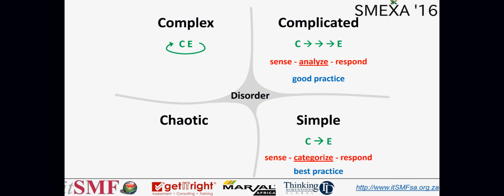Now, adding the third area here, and that's what we call the complex domain. As you can already see, I was one step ahead here. There is a certain relationship between cause and effect, but it's not that we can just sense it and go for it. We need to do some probing, and that's why this three-step approach here is probe, sense, and respond. So it takes a good deal of probing, experiment, making sure that we understand how a complex scenario works.